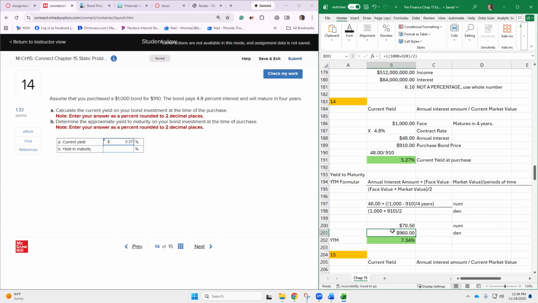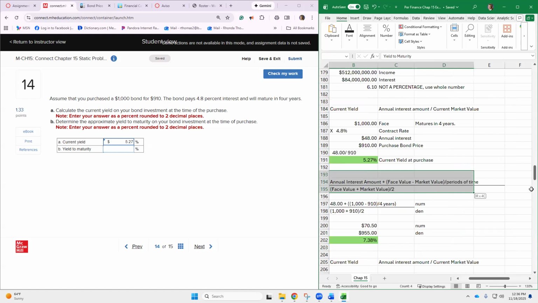$750. So then here comes the numerator, 1,000 minus $910 divided by 2. Okay, so we need these two numbers, and then we use them. So we take $70.50 divided by $955, and we get a current yield to maturity of 7.38%. So this is all a formula.